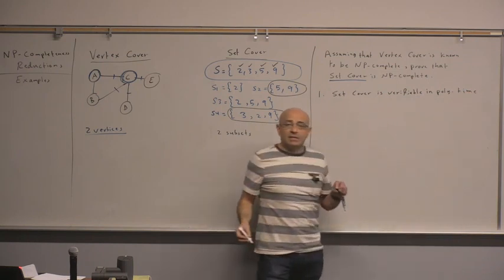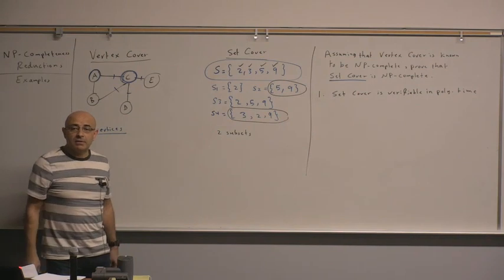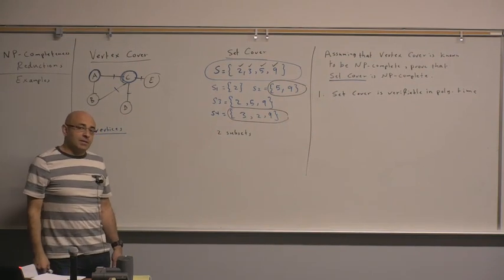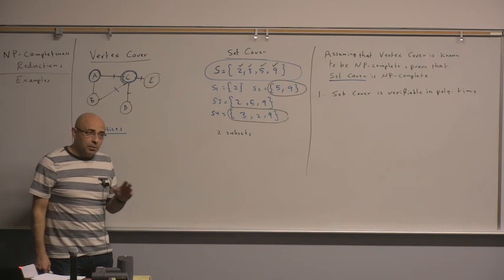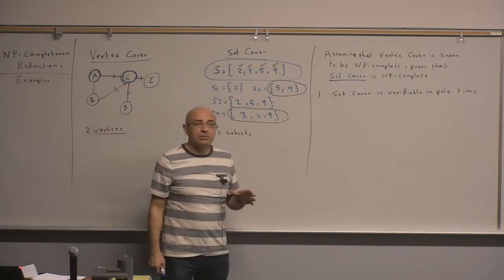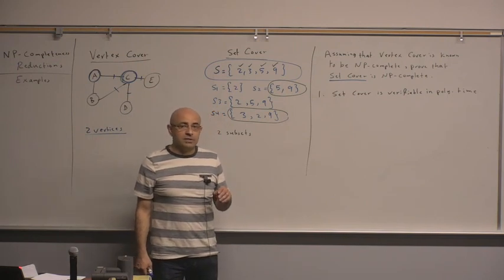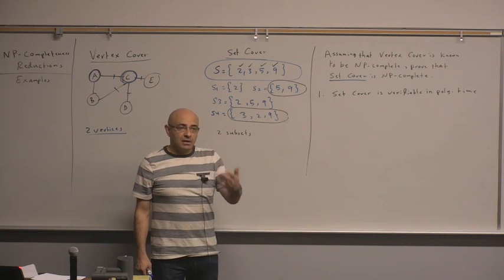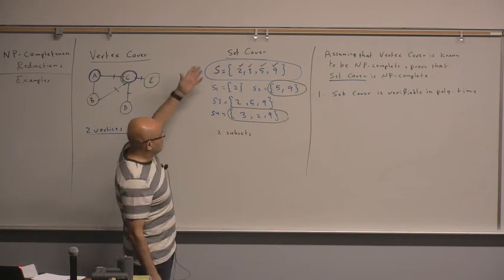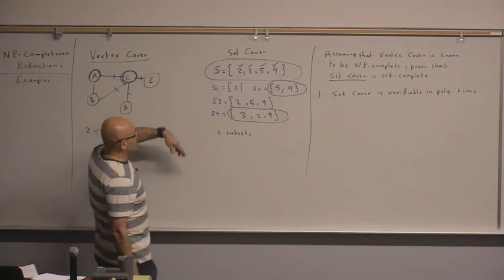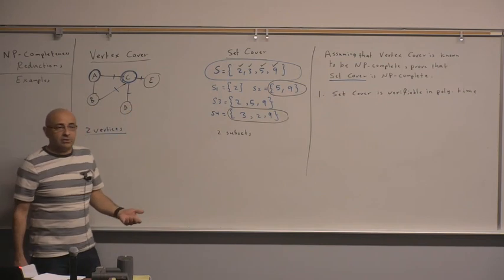What does this mean in this case? How can you verify set cover in polynomial time? Verify means someone is giving you a proposed solution. What will that proposed solution look like? A number of subsets. Someone will give you, for this set, some subsets like S1 and S2. So how would you verify that this is correct or not?